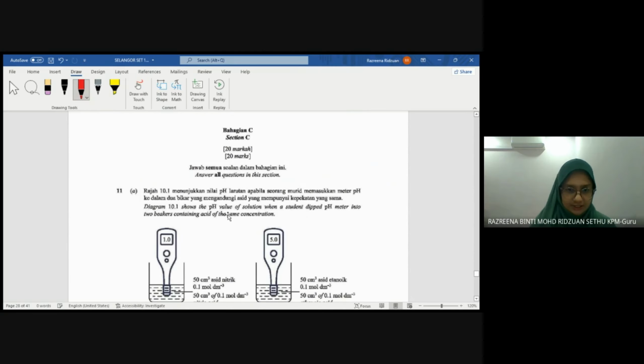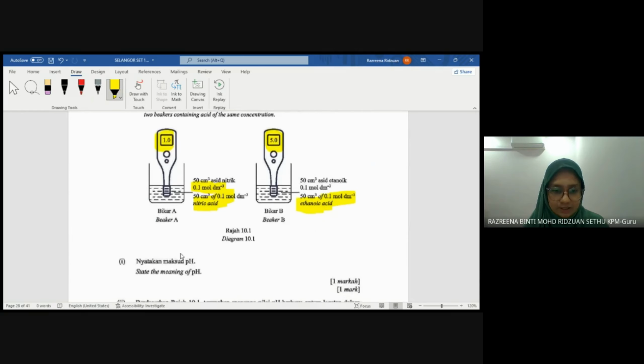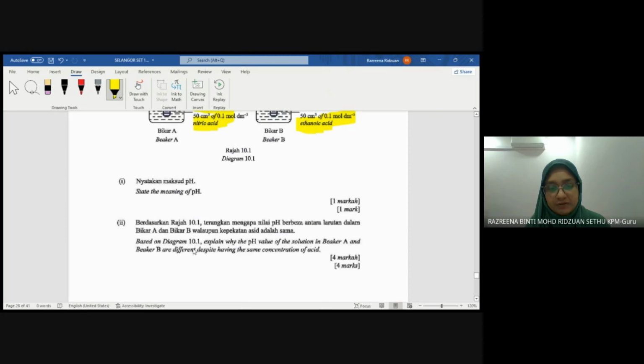Okay, section C, question 11. Diagram 10.1 shows the pH value of solution when a student dipped a pH meter into 2 beakers containing acid of the same concentration. Okay, it's the same concentration. 0.1 nitric acid, but this one is 0.1 ethanoic acid. Here is 1 and here is 5. Okay, let's look at the question. State the meaning of pH. A2, based on diagram 10.1, explain why the pH value in solution in beaker A and B are different despite having the same concentration of acid. 4 marks here.